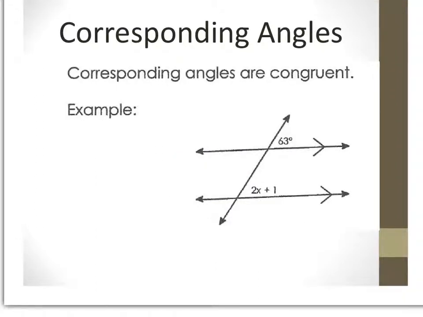So, another important thing that we need to know about corresponding angles is that they are congruent. So this angle up here corresponds with this angle right here. And we know that they are equal to each other. That's what congruent means. So what we do is we set them equal to each other.